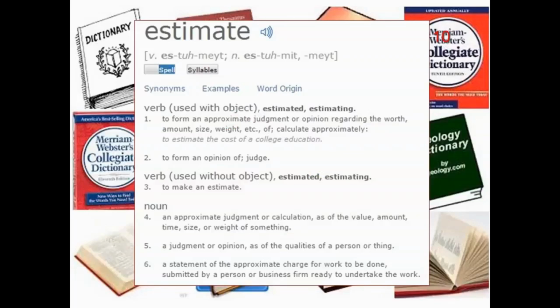So what's an estimate? Well, I went back to the dictionary and looked at estimated or estimating: to form an approximate judgment or opinion regarding the worth, amount, size, weight of, or calculate approximately. It's to make a best judgment, a best expert opinion, based on data we have at hand and based on what's happened in the past.